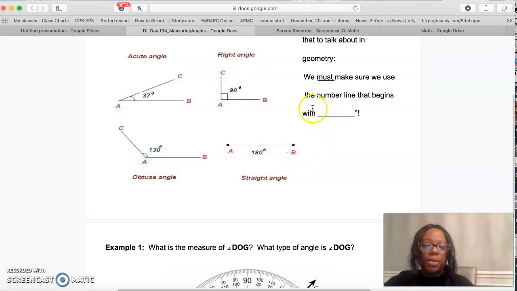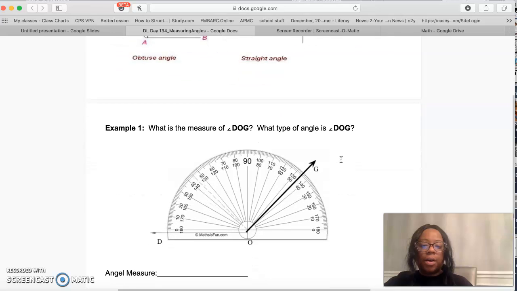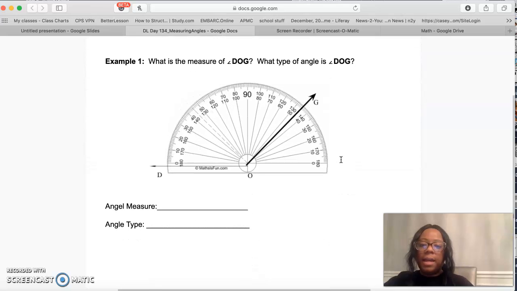When measuring angles, we have to make sure that we use the number line that begins with 0 degrees. If we start from the other side, we will have a measure that is incorrect. Flip the page.